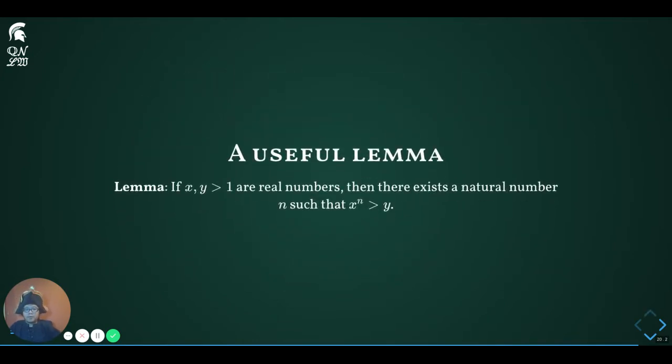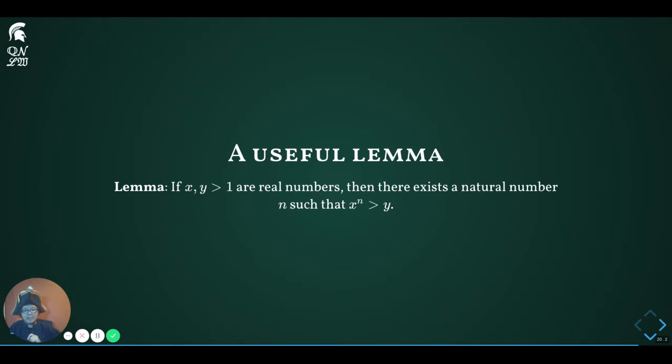Before we prove the theorem, we have to prove a preliminary lemma. Basically, one of the steps in the theorem requires a lengthier argument, and instead of trying to cram it on one slide, I will extract that lengthier argument into a separate slide and present it first. This lemma is yet another manifestation of the Archimedean property.